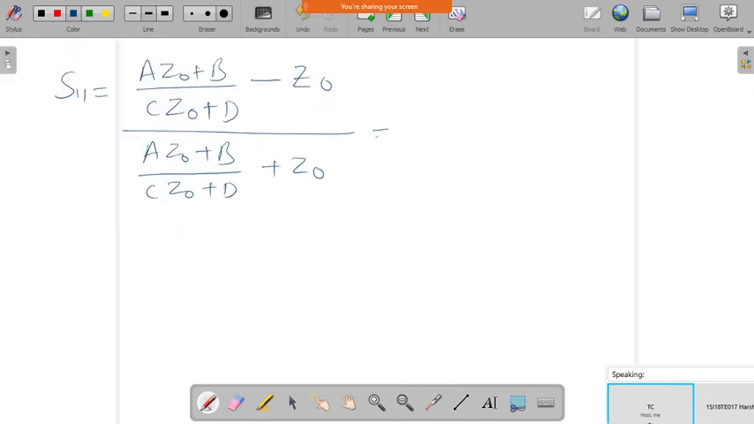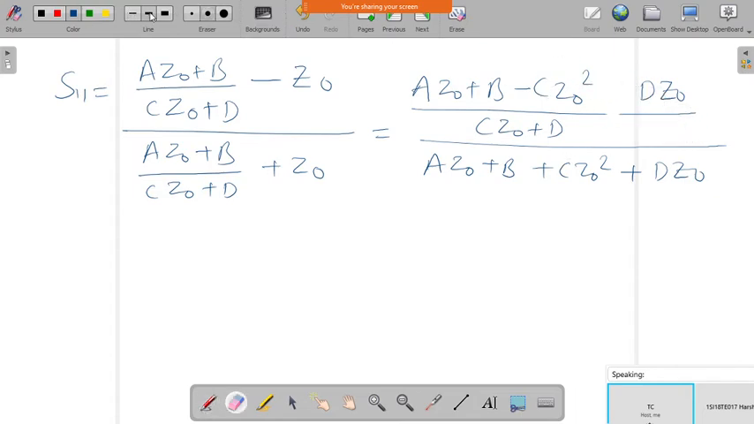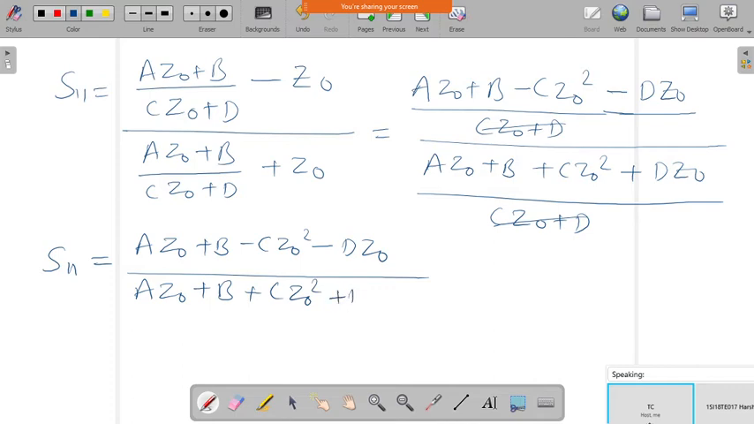Now we can simplify this. We get A Z0 plus B minus C Z0 square minus D Z0, divided by C Z0 plus D, over A Z0 plus B plus C Z0 square plus D Z0, divided by C Z0 plus D. The common denominators cancel each other, so we get S11 as A Z0 plus B minus C Z0 square minus D Z0, divided by A Z0 plus B plus C Z0 square plus D Z0.